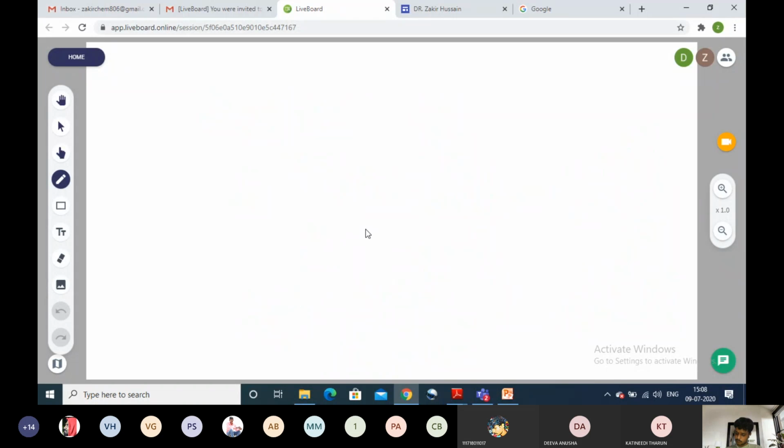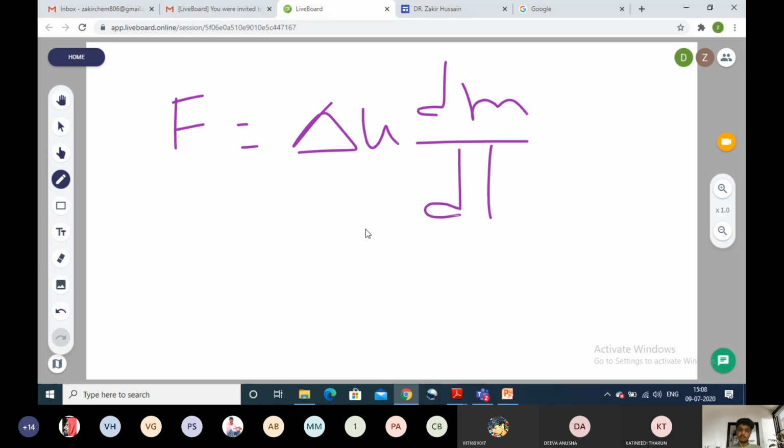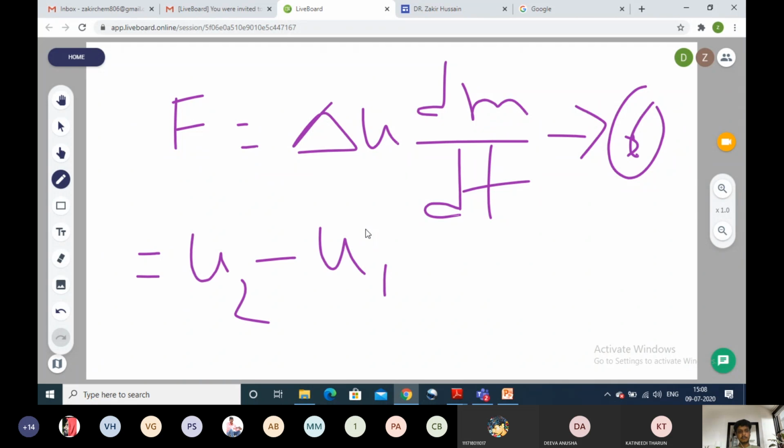Therefore, we can write the change in velocity at a definite point, which is F is equal to change in velocity into change in mass of the system, mass of the rocket or mass of the person, with respect to time. We can call this equation 6. Now since this is not a definite variable, we can define the point of change as u2 to u1. Velocity is changing from u2 to u1, so it is multiplied by dm by dt.